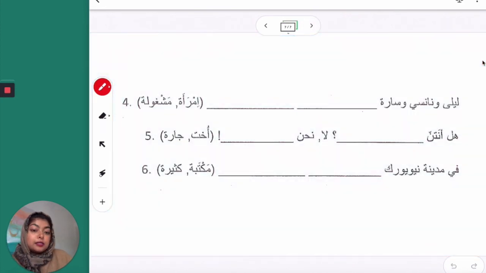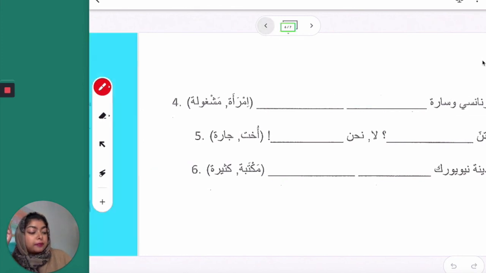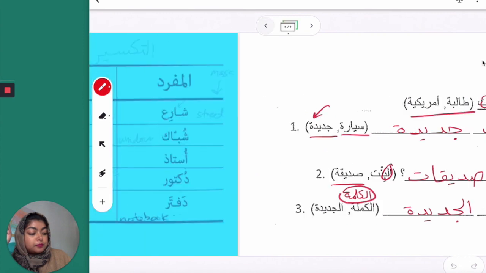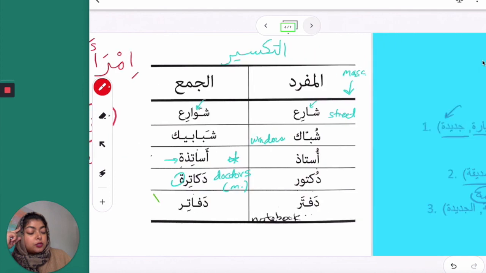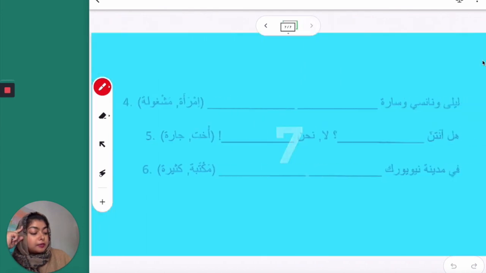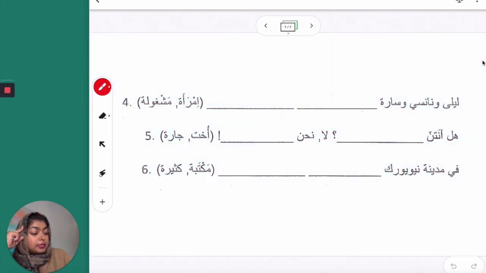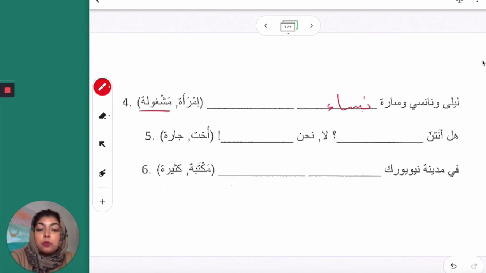Okay, we're going to work on these and then pause and unpause. ليلى ونانسي وسارة. So we're talking about three women. We have امرأة مشغولة. What did we just say about امرأة? امرأة, نساء. So it's one of those words that you just have to memorize. Okay, ليلى ونانسي وسارة. نساء, women. What kind of women? مشغولة. We want to say busy women.